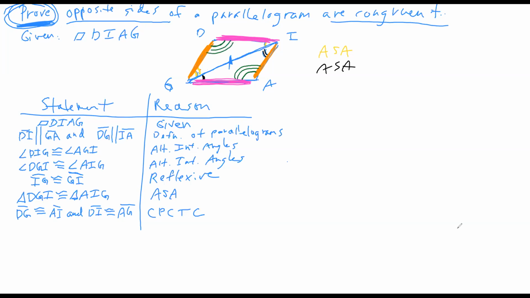Based on corresponding parts of congruent triangles, you get angle D and angle A to be the same. So we have that opposite pair. And then on the other side, again, this isn't going to be a formal proof, but just notice this.